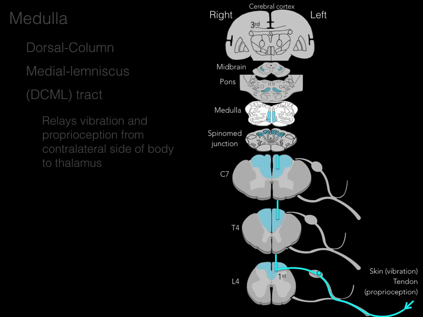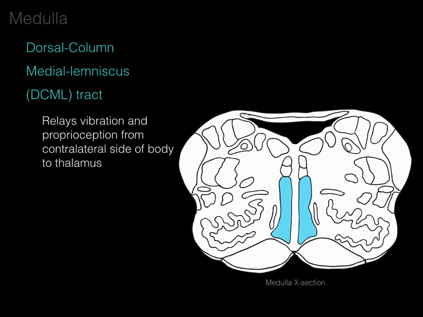That information ascends ipsilaterally, synapses with a second order neuron that decussates to the contralateral side and ascends up there. So there in that part of the medulla is vibration and proprioception ascending to the thalamus, but it's taking information from the contralateral side of the body up to the thalamus and ultimately cerebral cortex. And there we have the DCML tract in the medulla. In fact, right here, it's really just called the medial lemniscus because it looks kind of like a ribbon the way it ascends up through the brainstem, and the dorsal column is for the spinal cord. But for the whole tract, we just call it the DCML tract.